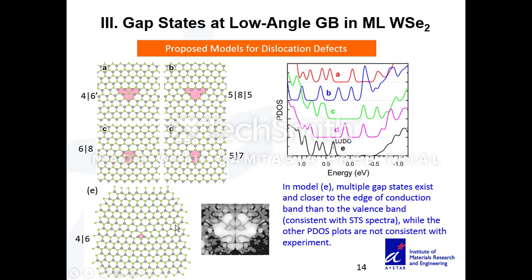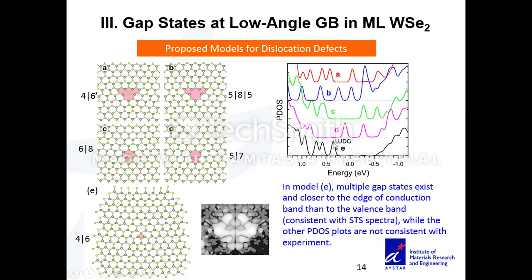Preliminary calculation was performed on the plate model, where we put this dislocation core at the center, and the four edges of the plate are free to relax. We also tried different models, like another four-member model with a sterilized backing sheet, a 5-6 ring, and also a 5-7 ring. So the calculated PDOS is shown here, and we find that only the model E agrees with our experimental data.